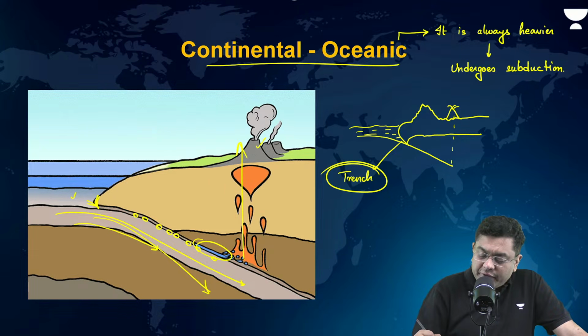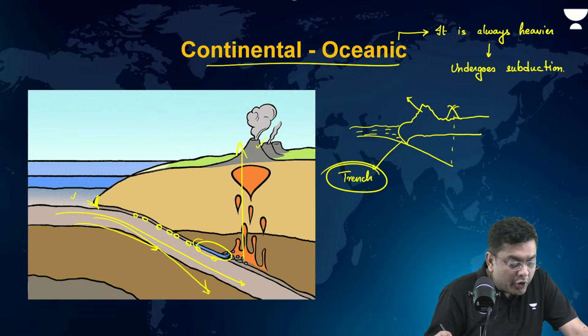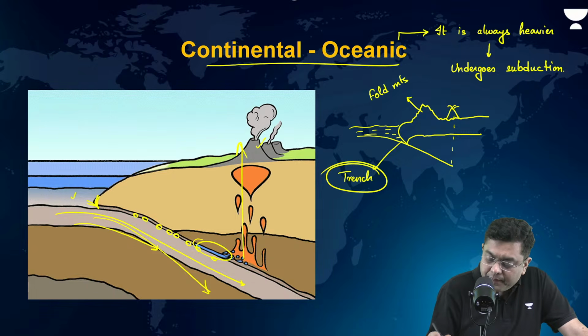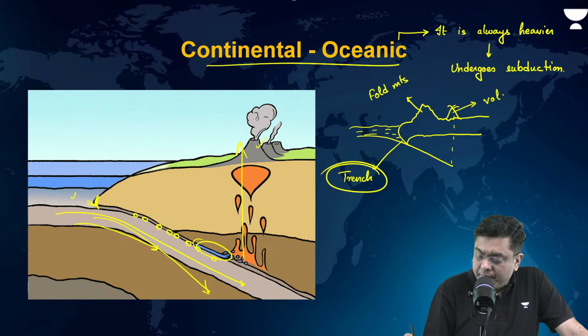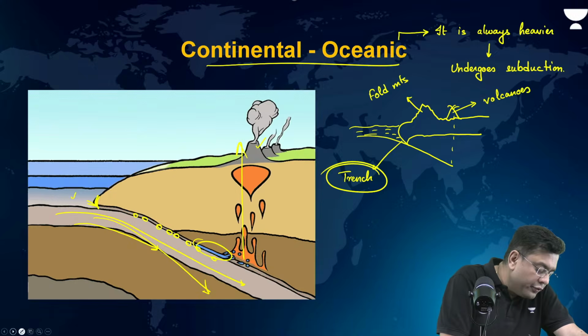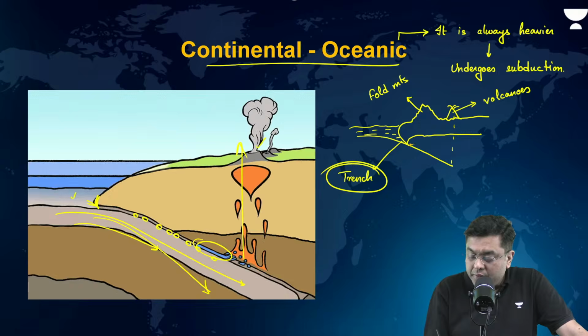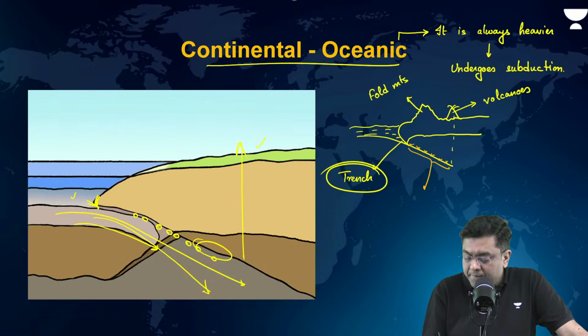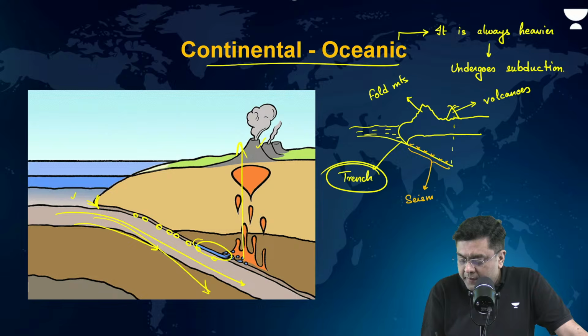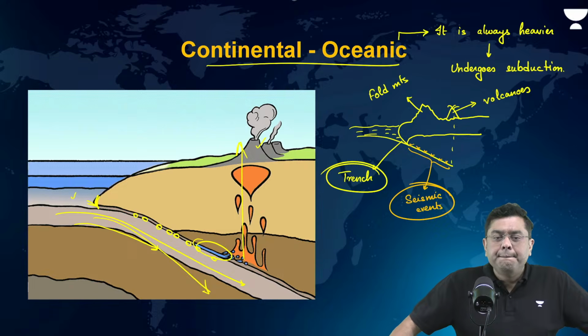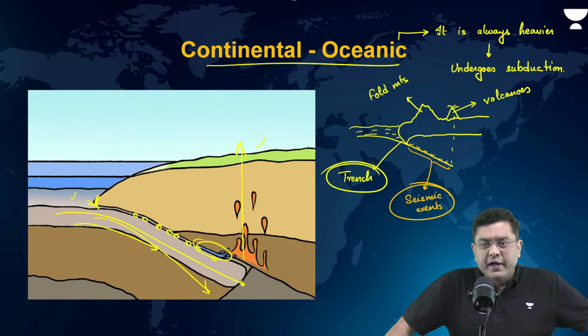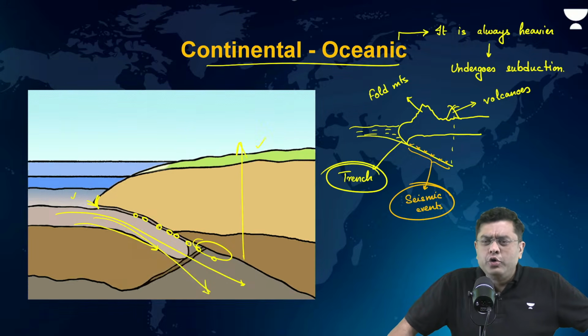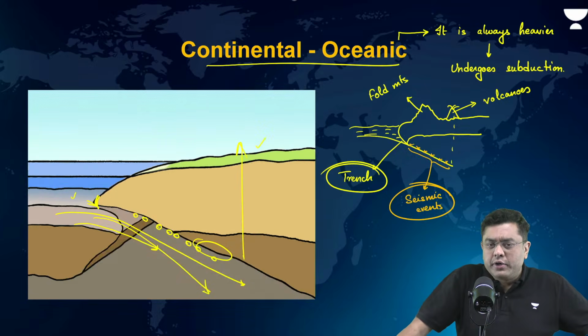Okay. So on the sides of it, you basically have the formation of what? Fold mountains, volcanoes, and the entire zone is prone to earthquakes, seismic events. Okay. Now, yes, Harsh, but a different kind of convergence. I'll show it to you with the help of animation, how the Himalayas got created.